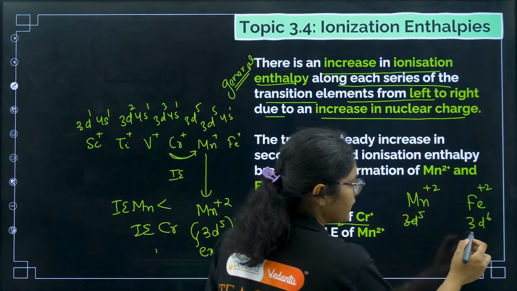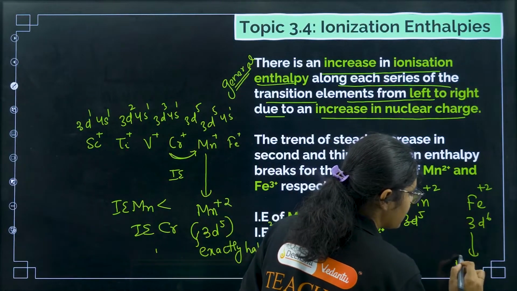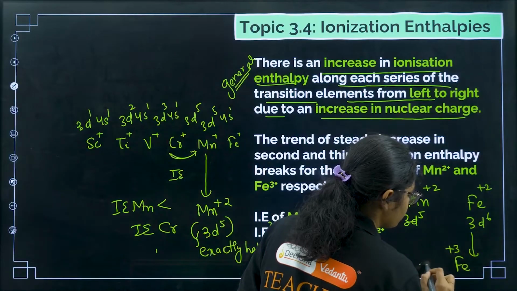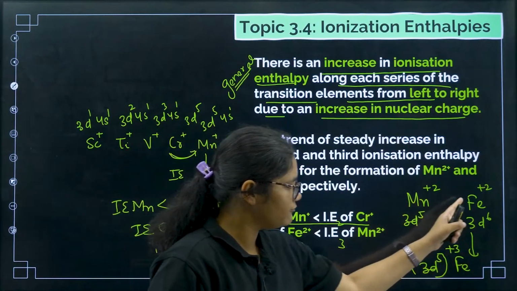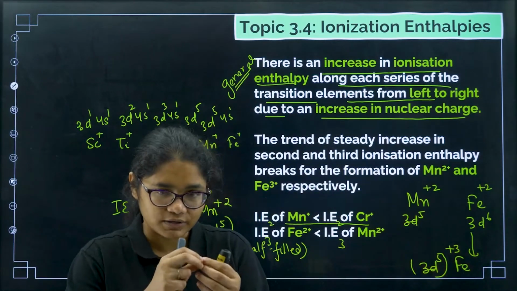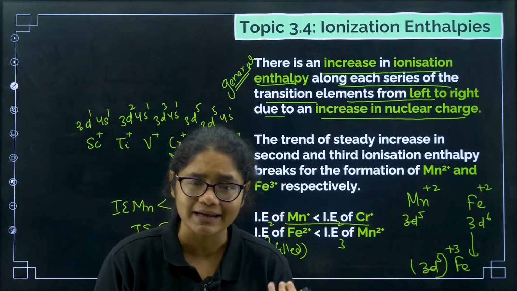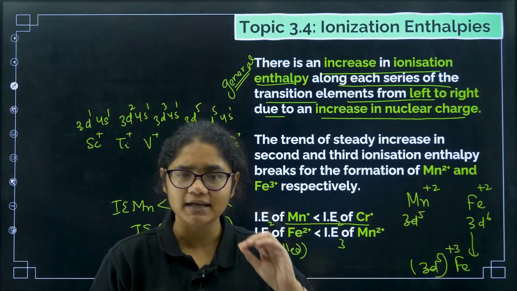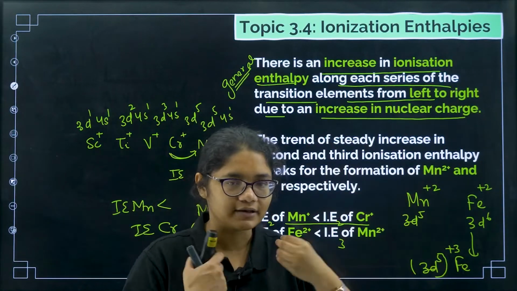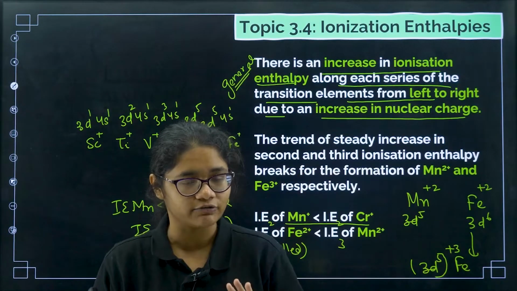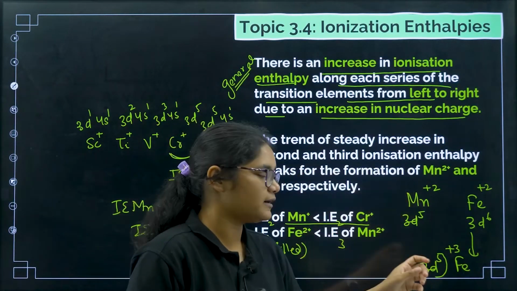Now to remove one electron from Fe2+, I will get Fe3+. Again this configuration is 3d5, which is very stable. So to make Fe2+ into Fe3+, removing one electron becomes very easy. We do not have to put in much hard work here. Easily iron will give away the electron so that it can get converted to 3d5.